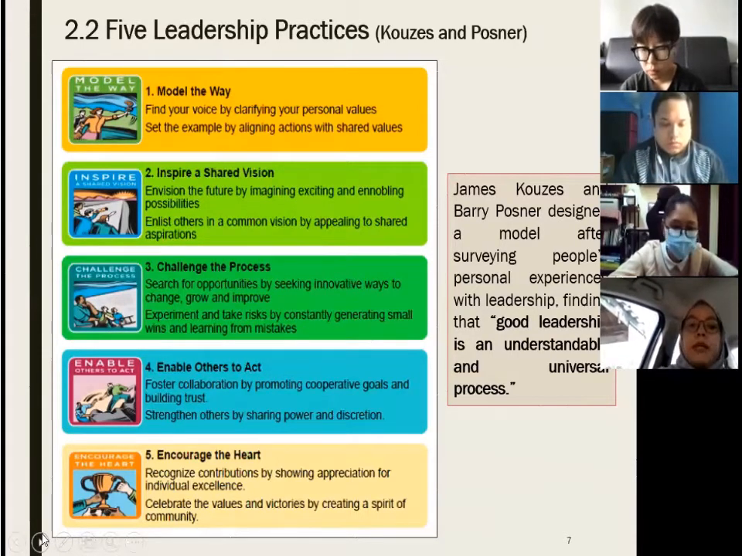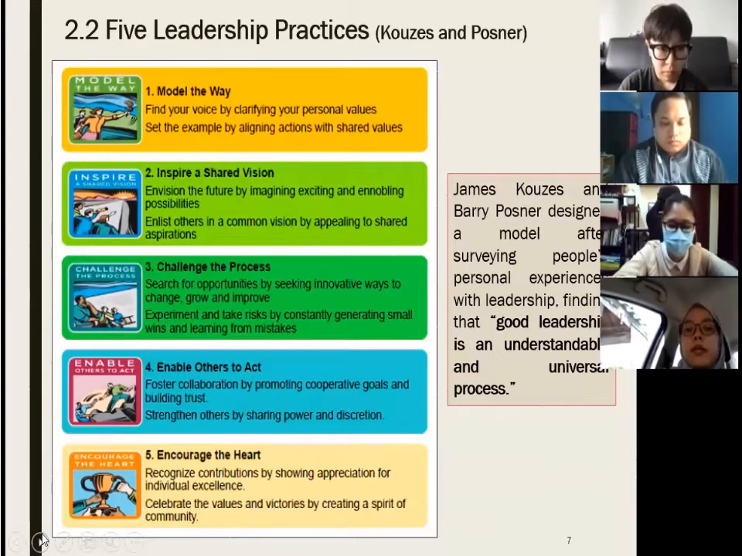The fourth one is enable others to act, which is to encourage building a spirit of trust, sharing of information, and also collaboration. The 2 key behaviors here are foster collaboration by promoting cooperative goals and building trust, and also strengthen others by sharing power and discretion, which is freedom to decide.